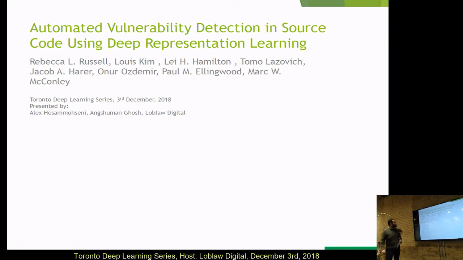Basically, I'm going to go over... I have some choice words for the methodology used in the paper. I'm going to restrain myself, as we discussed.